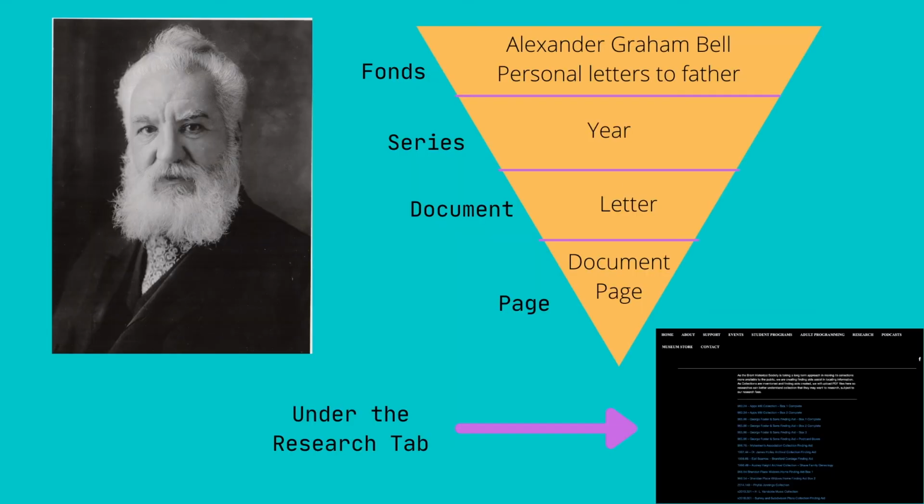Now, to use a fictional scenario, for example, Alexander Graham Bell's personal letters to his father, which were written while his father was residing at the Bell homestead while Alexander worked in Boston, is considered a fonds. And because of the volume of letters, we can organize them into series by year, and the documents would be organized by date. This allows the museum to create finding aids that allow researchers to quickly find documents that the museum may or may not have. Some of our finding aids are available on our website.